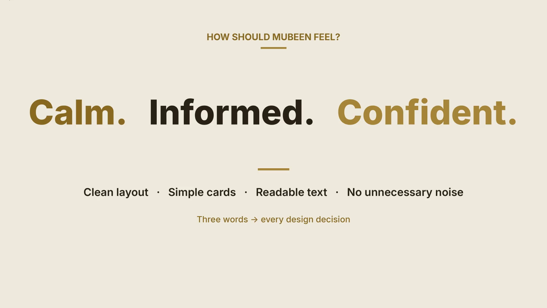Next, decide how you want the user to feel before choosing colors, fonts, or screens. For Mubeen, I want the user to feel calm, informed, and confident. Those three words guide the design: a clean layout, simple cards, readable text, and no unnecessary noise. For your app, choose three words that describe how you want the user to feel. Maybe that is playful, motivating, and energetic, or calm, private, and safe. Use those three words to guide your design direction.